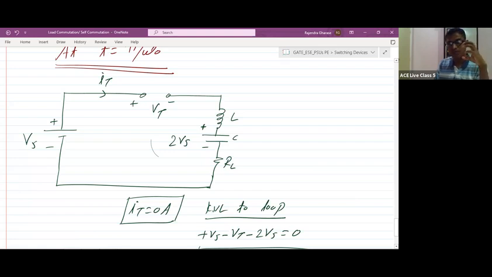Always keep it in mind: even though the supply voltage is DC, the current in the circuit is sinusoidal. Similarly, at t equal to pi by omega 0, the capacitor has charged to a voltage of 2 times the supply voltage. The supply voltage is Vs, but the capacitor is charged to 2 times Vs. Is this clear? Next.